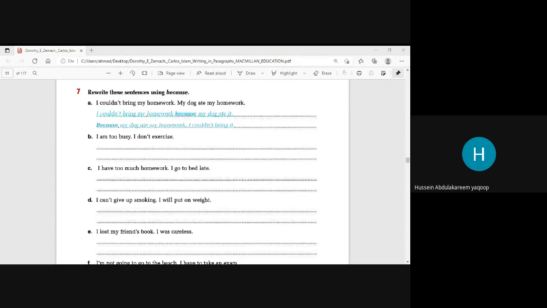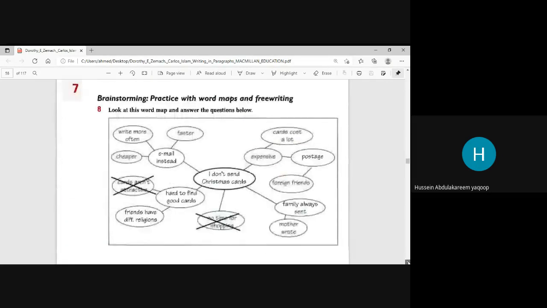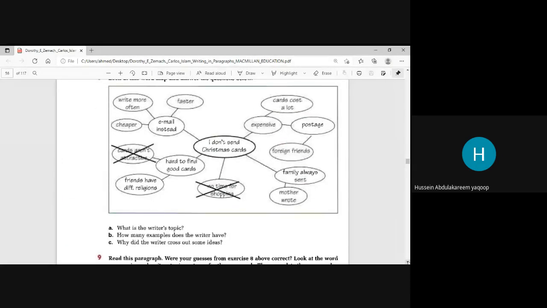Yes. Fadl Ali. I can't give up smoking because I will put on weight. Because I will put on weight, I can't give up smoking. That's okay. Thank you very much. This is enough for this exercise. It's a little bit boring, I guess. What do you think? Yes, you are right.